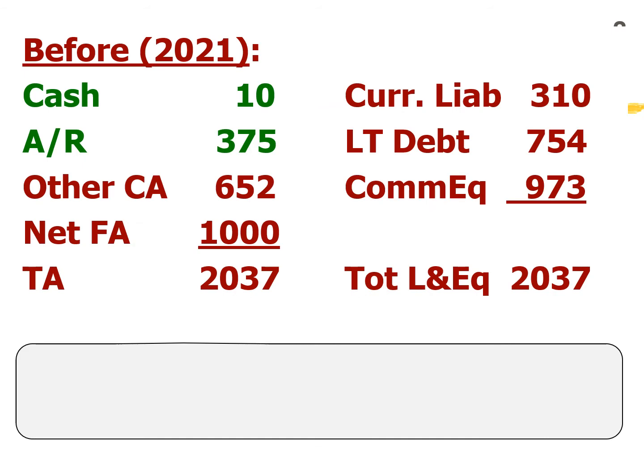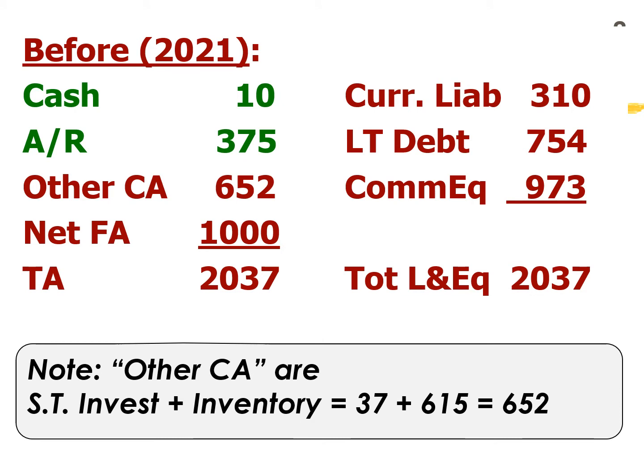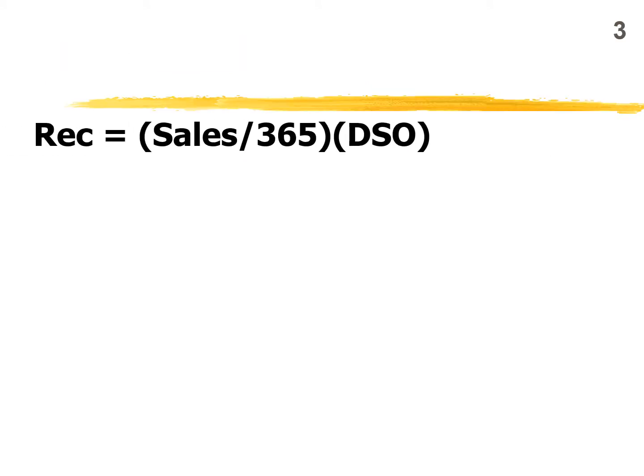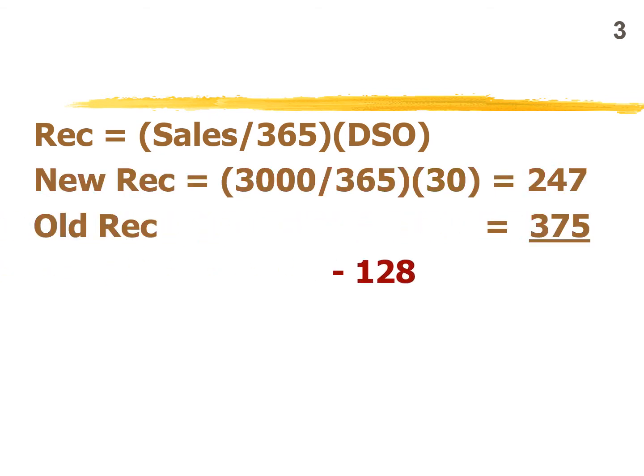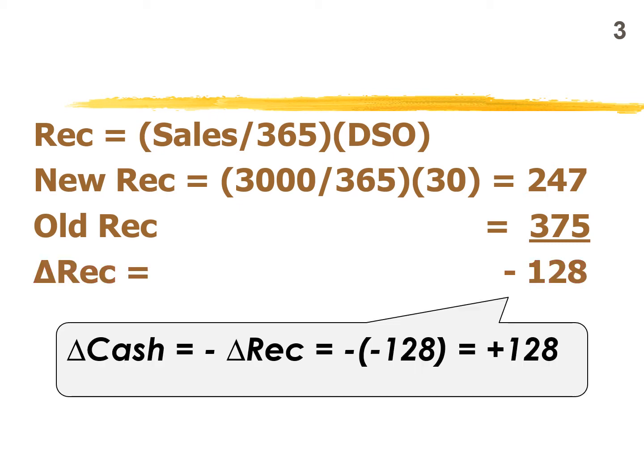This is the appearance of the balance sheet before any changes. Note that if day sales outstanding is reduced to 30 days, receivables would drop to $247 million, for a drop of $128 million. That drop in receivables would be reflected by an equal increase in cash. So if day sales outstanding could be reduced to 30 days without affecting sales, this step would increase cash by $128 million.